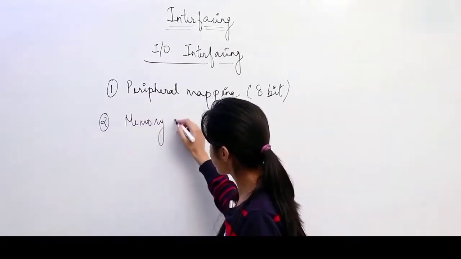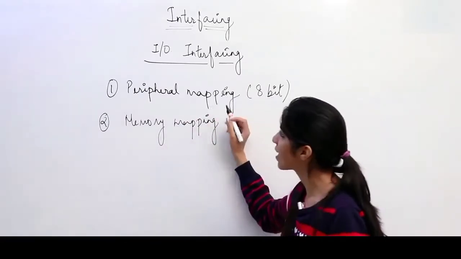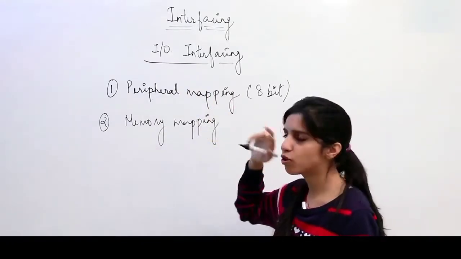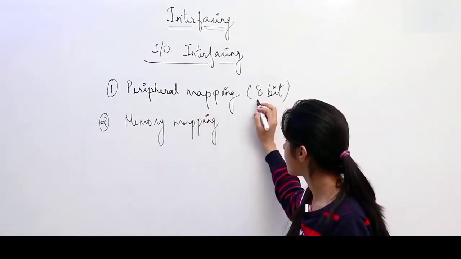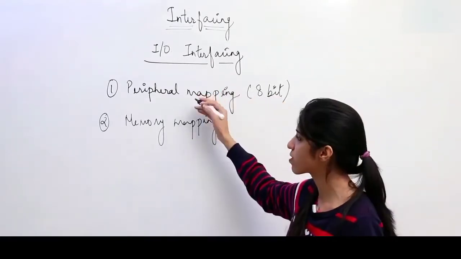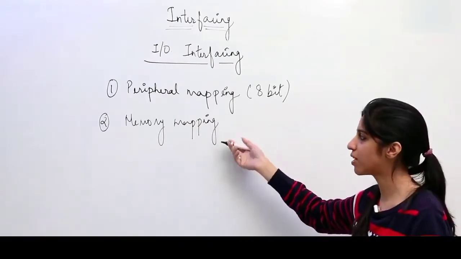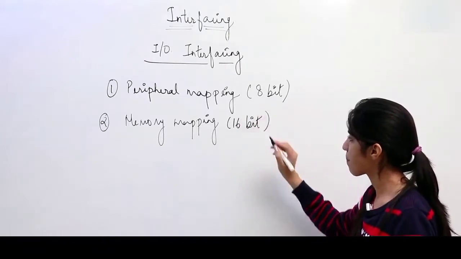See, in both these cases we are going to connect input output devices only. We are not going to connect memory, but there are two ways of connecting input output devices. One is to give their particular 8-bit address to the microprocessor. The other way is to give their 16-bit address, just like memory. They will be treated like memory locations. This is going to be 16-bit mapping.